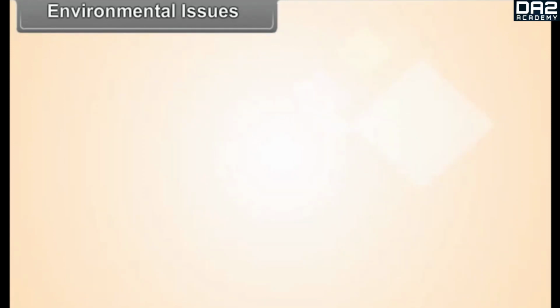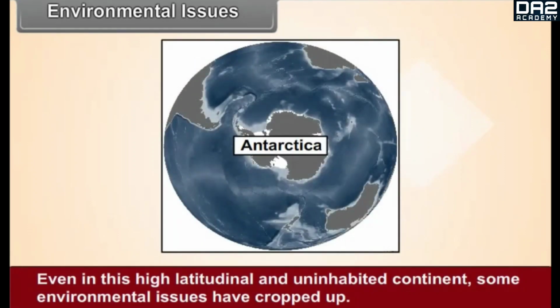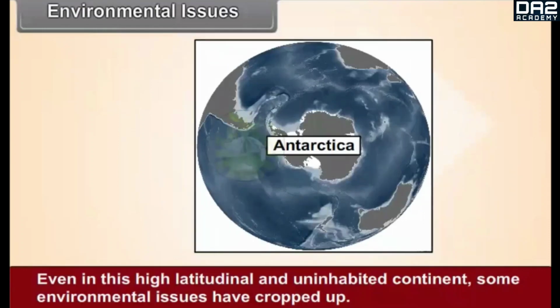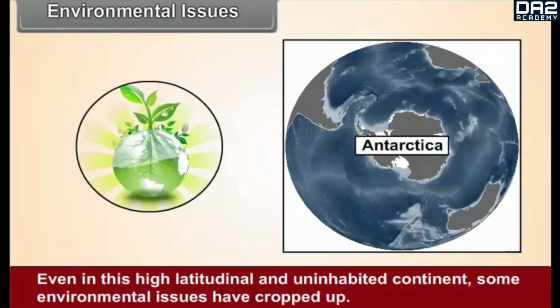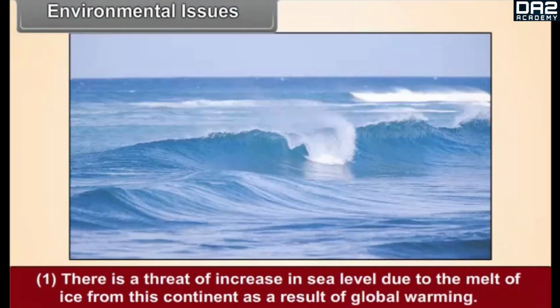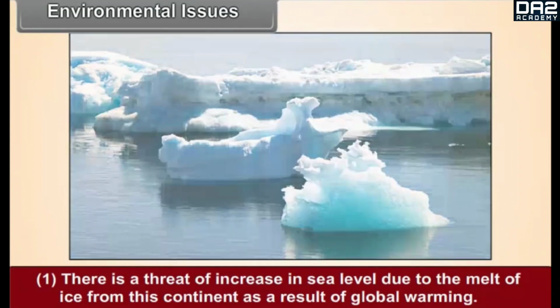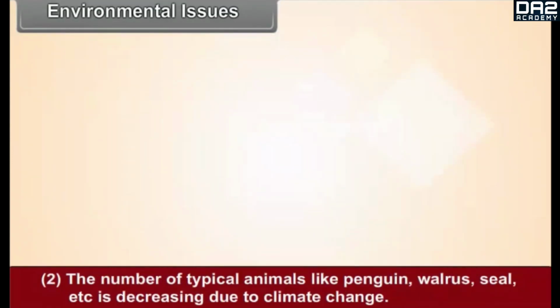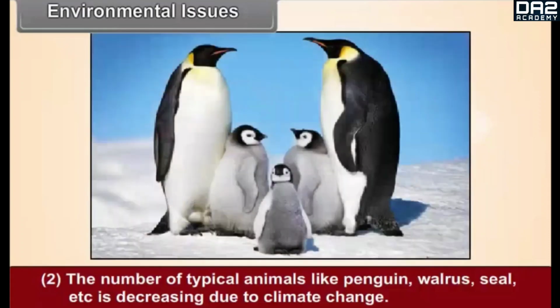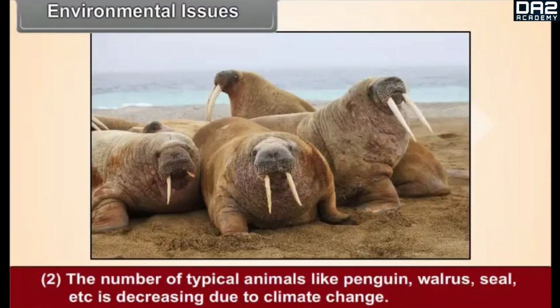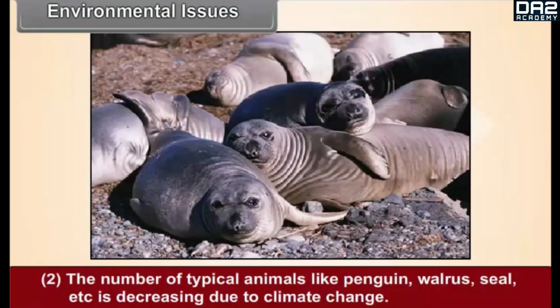Environmental issues. Even in this high latitudinal and uninhabited continent, some environmental issues have cropped up. Number 1. There is a threat of increase in sea level due to the melt of ice from the continent as a result of global warming. Number 2. The number of typical animals like penguin, walrus, seal, etc. is decreasing due to climatic change.